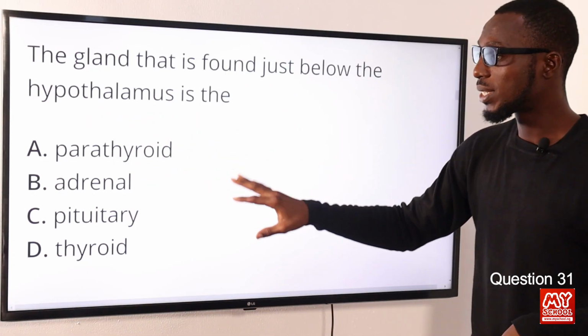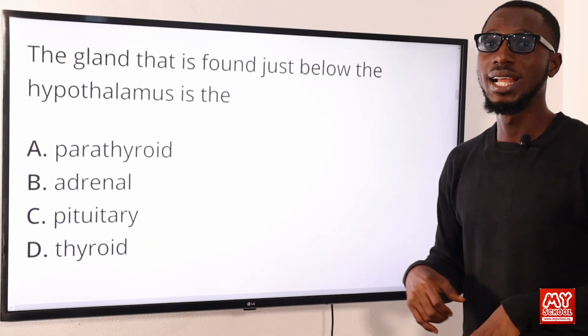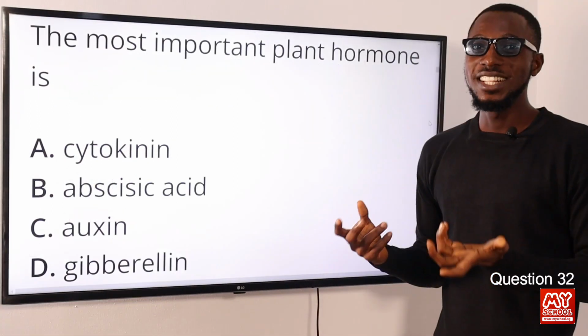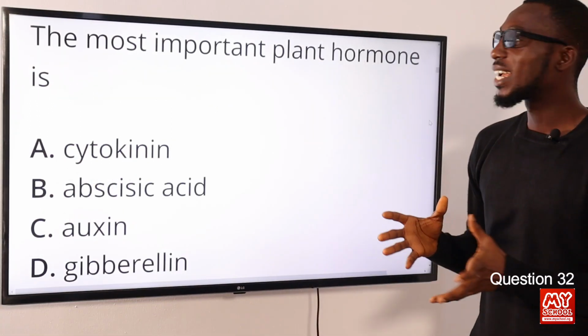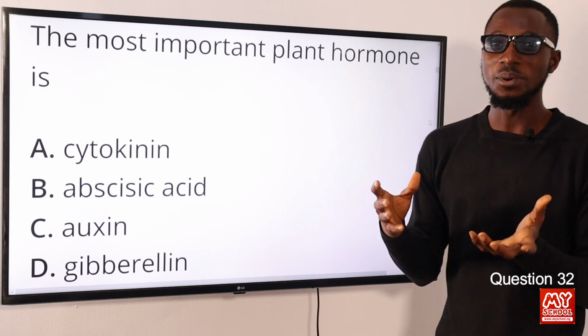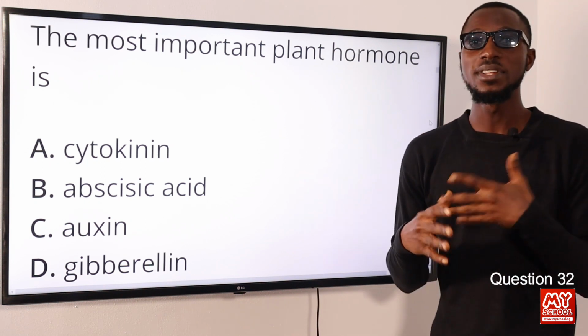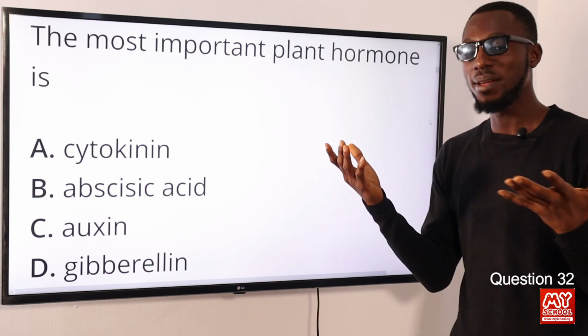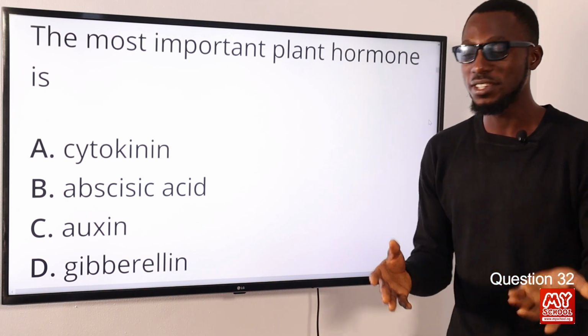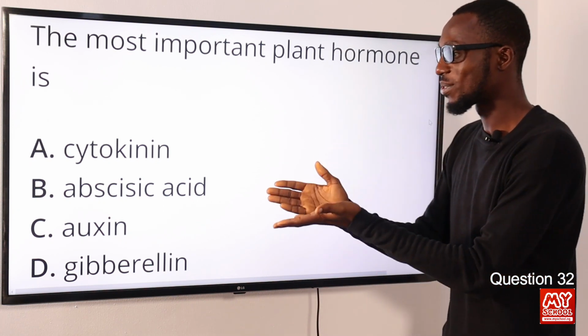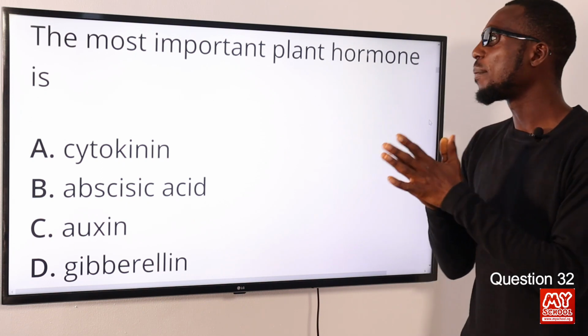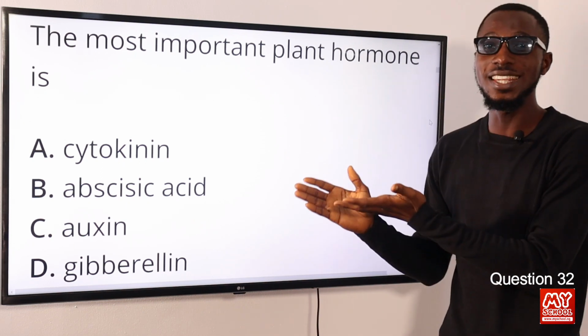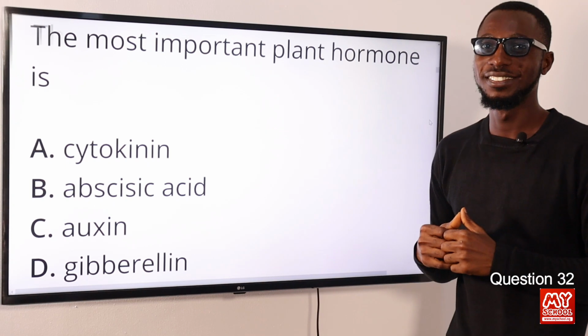So the correct option once again is option C for pituitary gland. Question 32. The most important plant hormone is the what? The auxin. When you talk about aspects of growth and development, you're talking about division, elongation, and differentiation. So we are looking at auxin. Auxin is one of the most important plant hormones. So option C is the correct option.